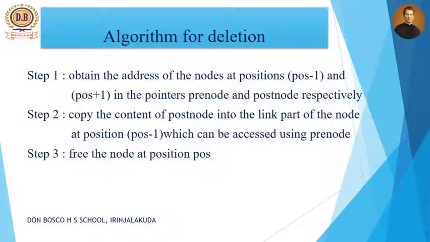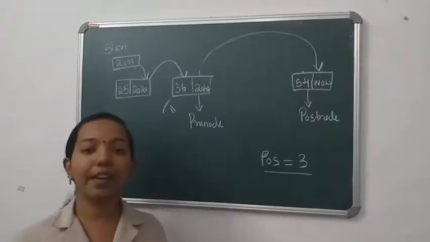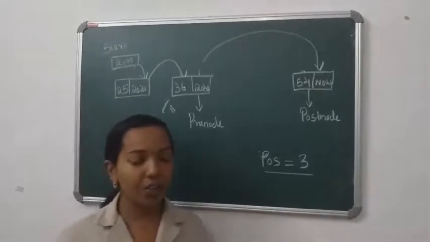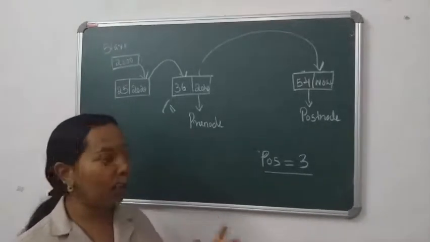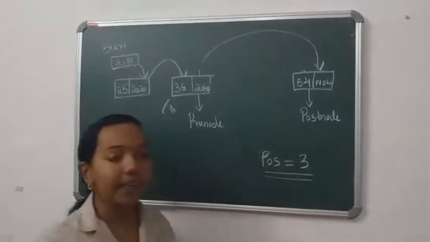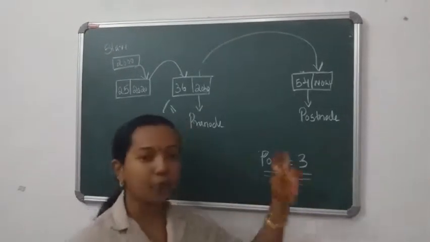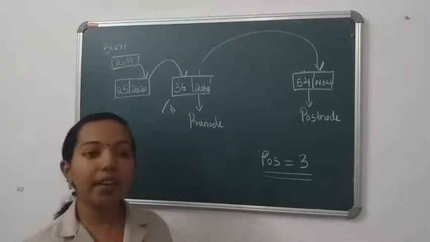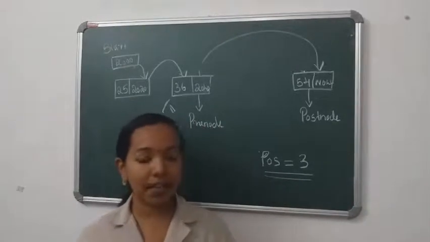Then after that, free the node at position POS. So these are the 3 steps in the deletion algorithm. The main thing is to find the pre-node and post-node with the help of the traversal operation. After the traversal operation, the next step is to free up the node at position POS. If we are deleting the third element, free up the node at position 3. So this is linked list deletion. We already studied 3 different data structures in this chapter.